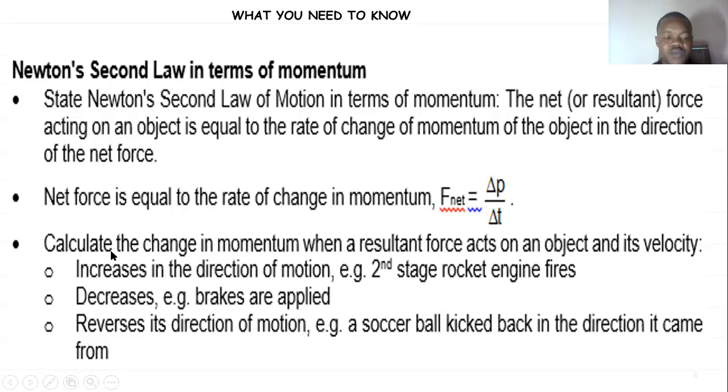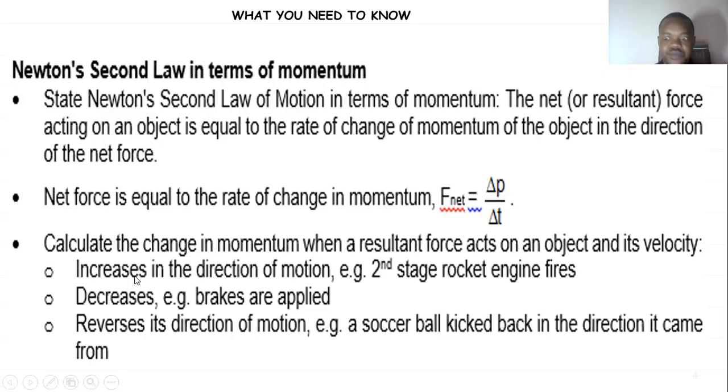Then we must be able to calculate the change in momentum when a resultant force acts on an object and its velocity. So, given the resultant force, which is the net force, and the velocity of the object, we must still be able to calculate the change in momentum of the object.